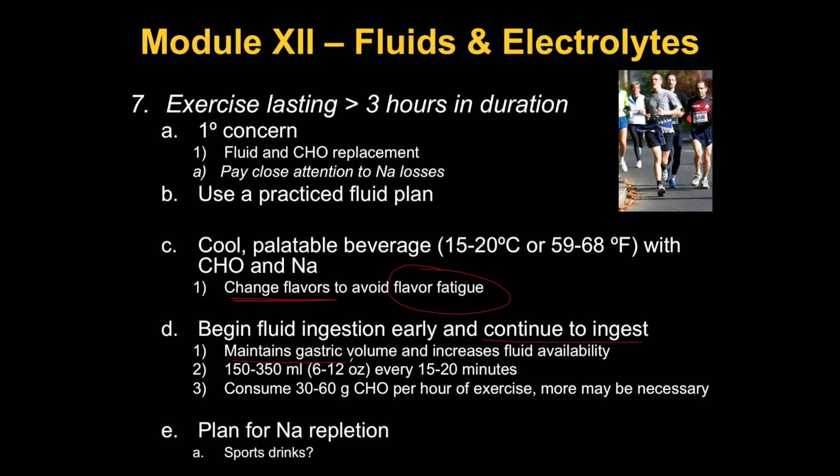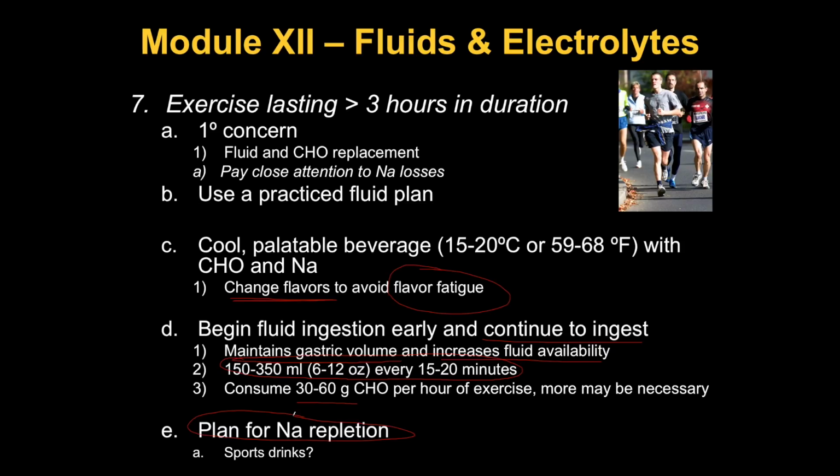So beginning fluid ingestion early on and continuing to ingest it is very, very important here. We want to maintain that gastric volume so we can have that fluid available for absorption. So once again, 150 to 350 milliliters of fluid, or 6 to 12 ounces, every 15 to 20 minutes is what's recommended. This ensures about 30 to 60 grams of carbohydrate per hour of exercise, and in some instances, since we've practiced this ahead of time, we actually may need more carbohydrate to delay the onset of fatigue. As far as sodium is concerned, we want to make sure that we know what the athlete's sweat rate is so that we can plan ahead of time for sodium repletion.